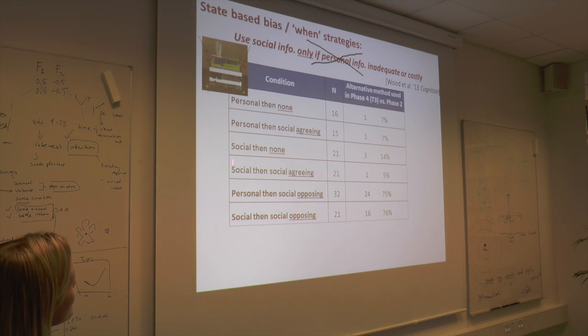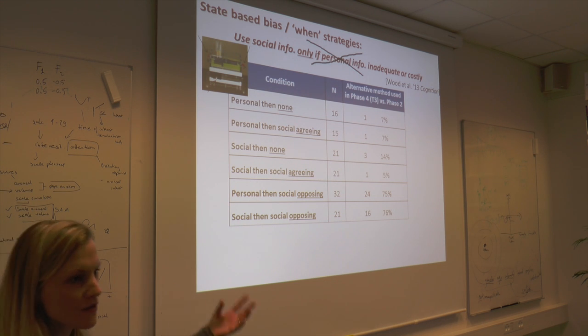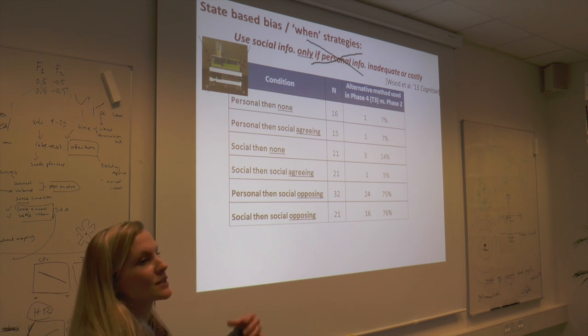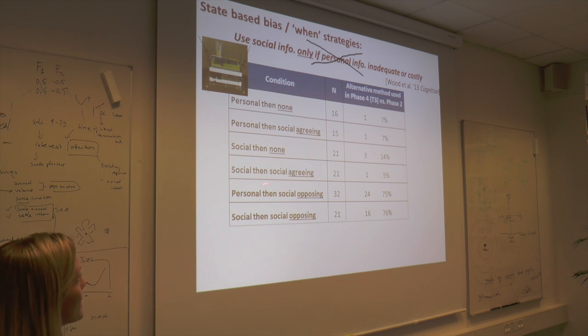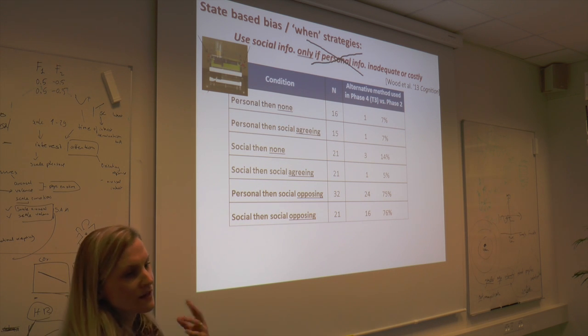So these conditions in grey here are where individuals have prior personal or social information, then they receive either no further information or information that agrees with their prior information. Very few of them tend to go on to use the alternative method. So without social information, they're not just exploring and discovering sweep when they have prior information about a drawer, for example. In these conditions here, individuals have personal or social information, then opposing social information, and lots of them go on to use that alternative method that they've seen.